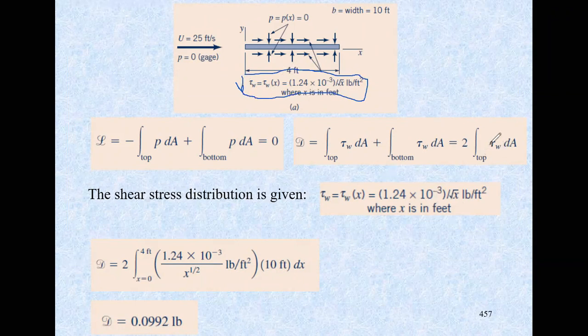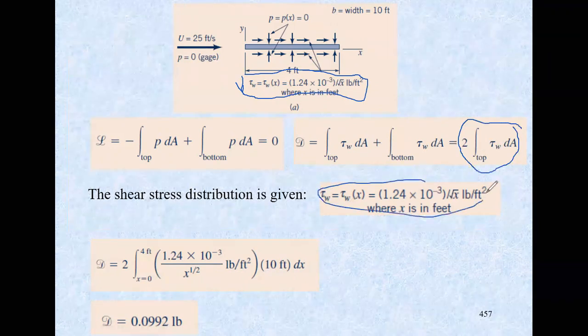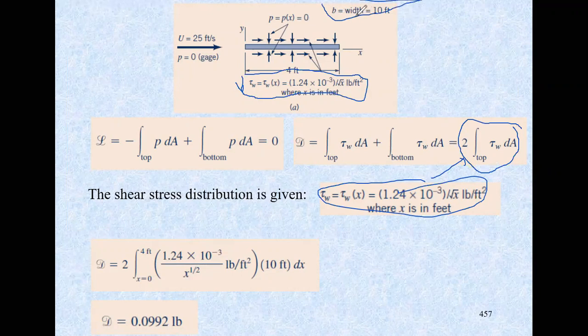If it is known, then we just need to substitute into these equations. So we substitute this into the equation, and it becomes 2 times the integral along x, from 0 to 4 feet, of 1.24 times 10 to the power of minus 3 divided by the square root of x, times dA, which is the area. The area of this is given. Oh yeah, the width is 10. So the area will be 10 times dx itself.